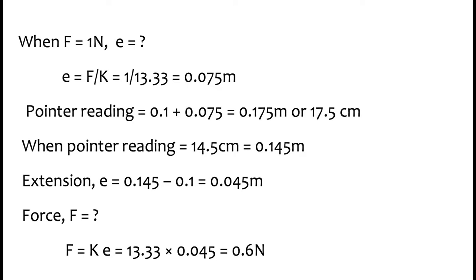Now, the pointer reading will be equal to 0.1, the initial reading, plus this new extension 0.075. If we add them, that will give us 0.175 meter, or in centimeter, it will be 17.5 centimeter. That's if we multiply 0.175 by 100.